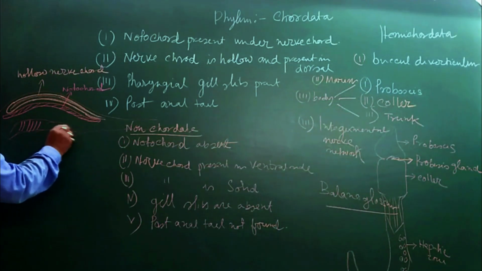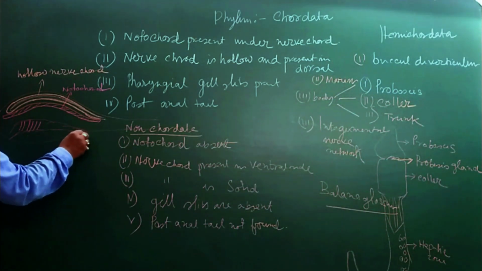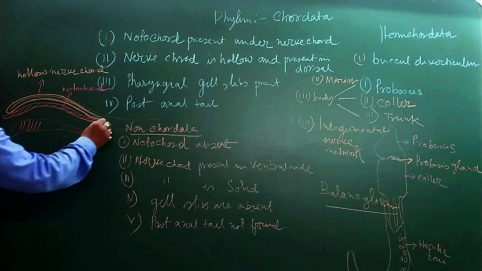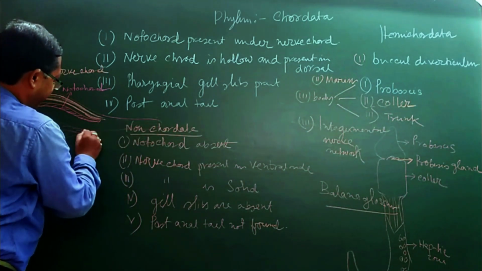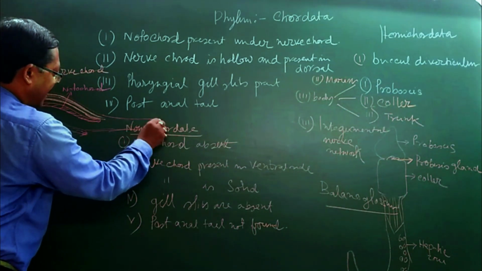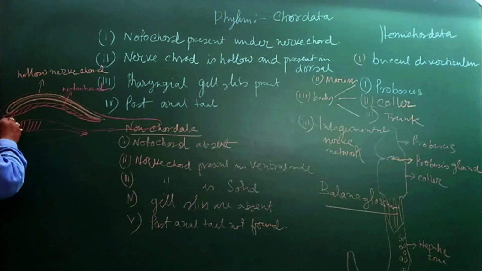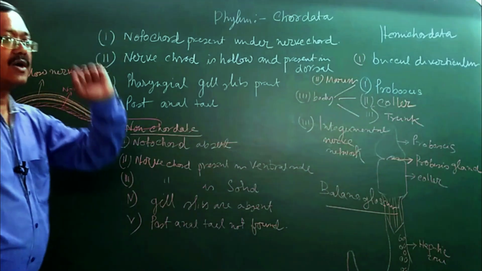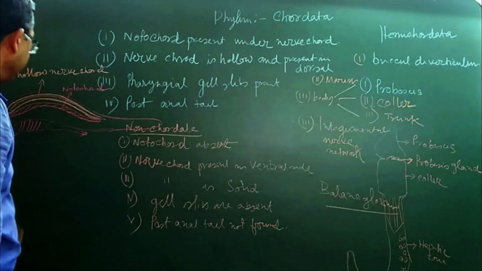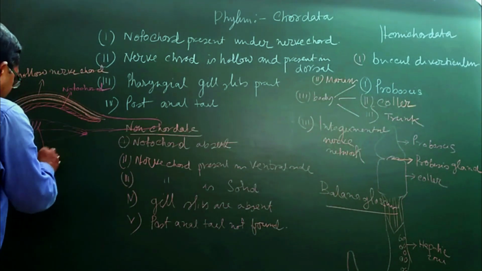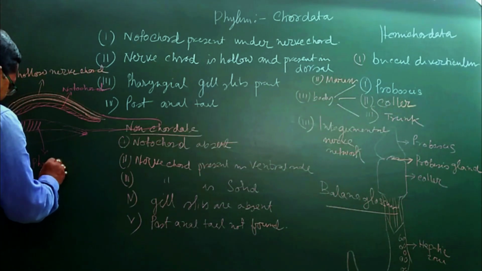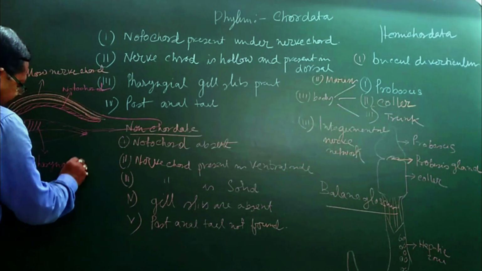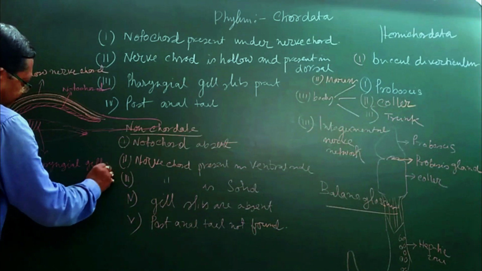Pharyngeal gill slit is present, and this is the anus. Behind the anus, a post-anal tail may be observed. These are the general characteristics of chordata. Pharyngeal gill slit. This is the pharyngeal gill slit.